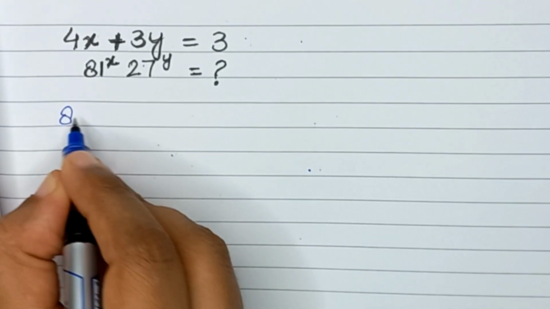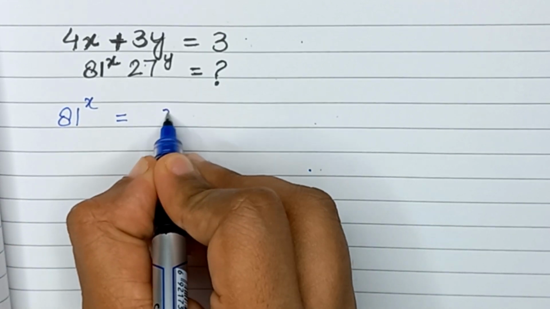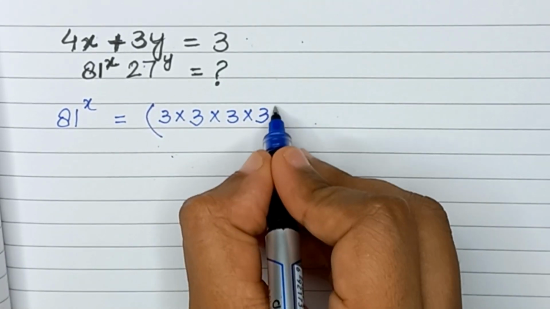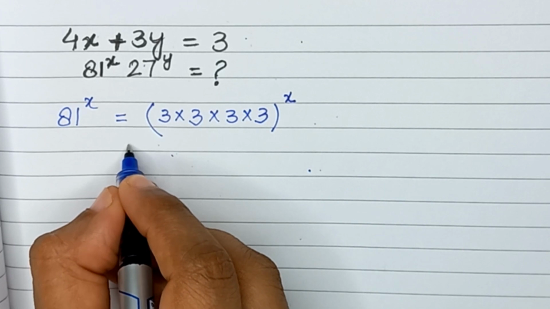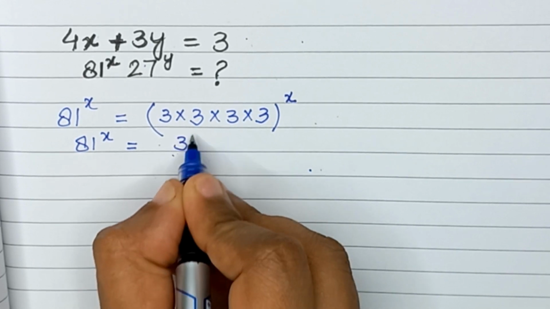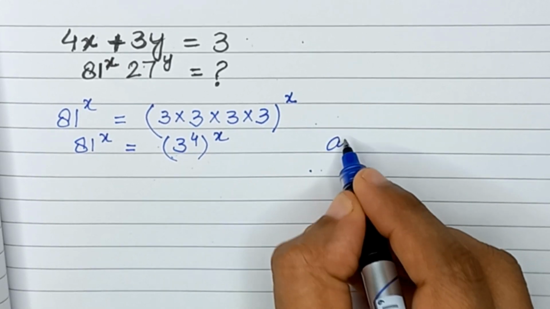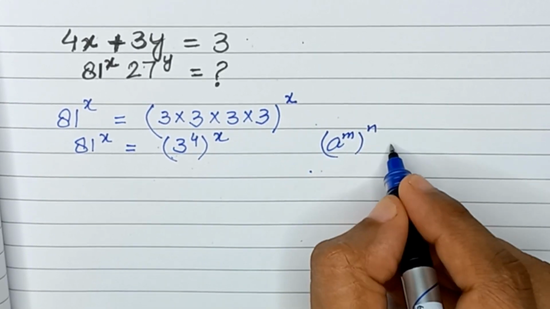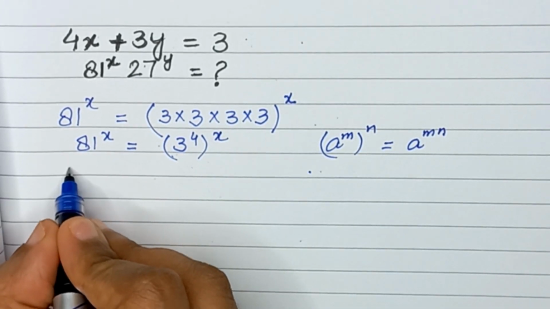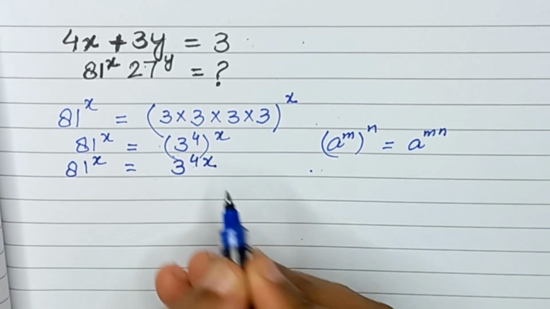So 81 raised to the power x will be equal to, prime factorization of 81 is 3 multiplied by 3 multiplied by 3 multiplied by 3, and its whole power is x, which is equal to 3 raised to the power 4 into whole power x. As we know that a raised to the power m whole power n is equal to a raised to the power mn by exponential rule. So it will become 81 raised to the power x is equal to 3 raised to the power 4x.